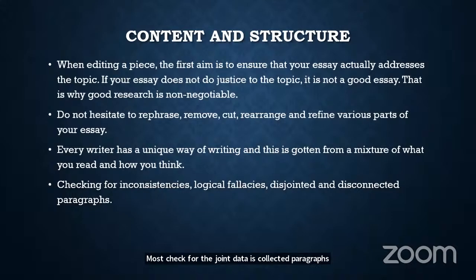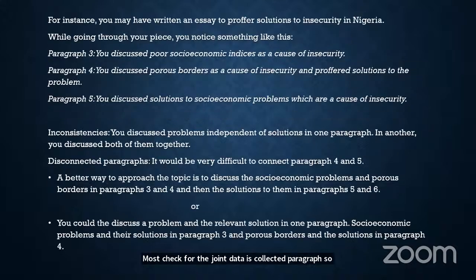So I have an example I would like to show. Let's say, for instance, you've written an essay on insecurity, and then you realize that in your paragraph 3 you discussed poor socioeconomic indices as a cause of insecurity. Then the 4th paragraph discusses porous borders as a cause of insecurity, and then you give solutions in the same paragraph. And then paragraph 5 now comes to discuss solutions to socioeconomic problems, which are a cause of insecurity. Now, if you look carefully at this, what happens is that in one paragraph, you discuss the problem without the solution. In the second paragraph, you discussed the problem and the solution.